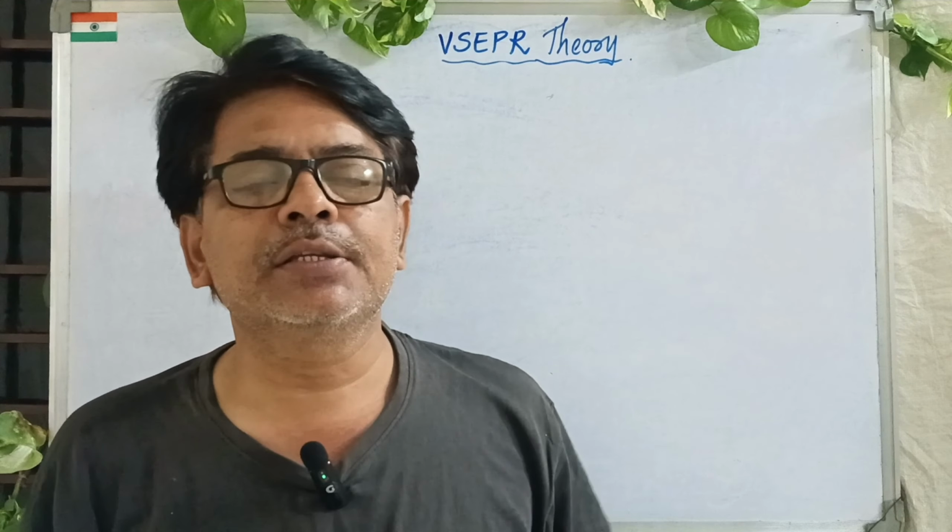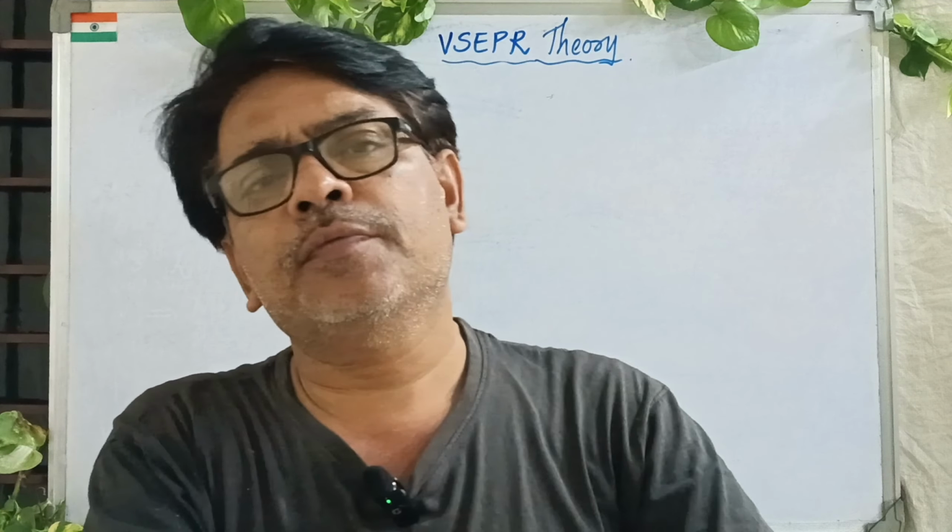Okay, today let us discuss VSEPR theory, valency shell electron pair repulsion theory. Most of the students feel that VSEPR theory is very difficult. Exactly speaking, it is the easiest among all the other theories. Very easy. The only thing you need to understand is that there is repulsion between the electrons which are present in the outer shell.